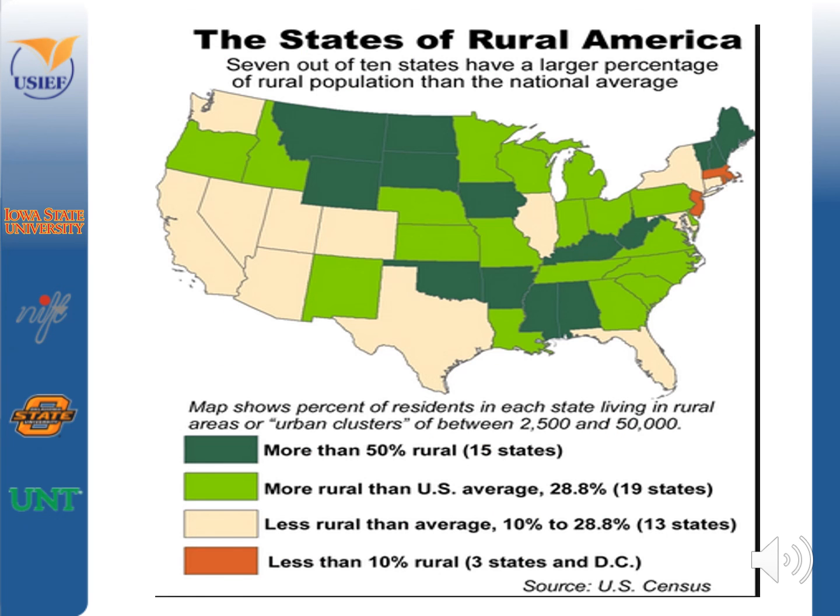On this slide, we can see a graphic that shows the state of rural retailing in America. The different colors show the state of retailing by state. The dark green shows the 15 states that have more than 50% of the population as rural. The lighter green shows the 19 states that are more rural than the U.S. average and account for 28.8%. The beige states, which represent 13 states, have less rural than average at 10 to 28.8%. There are 3 states and Washington, D.C. with less than 10% rural.